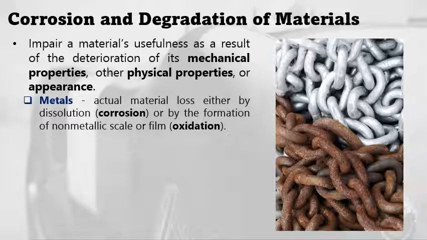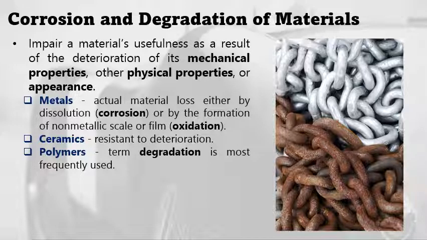Deteriorative mechanisms are different for 3 different types of materials. In metals, there is an actual material loss either by dissolution or corrosion, or by the formation of non-metallic scale or film, oxidation. Ceramic materials are relatively resistant to deterioration. For polymers, mechanisms and consequences differ from those for metals and ceramics, and the term degradation is most frequently used.